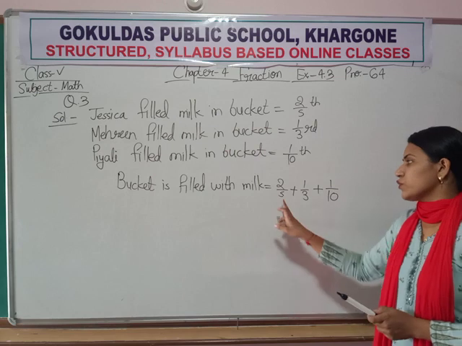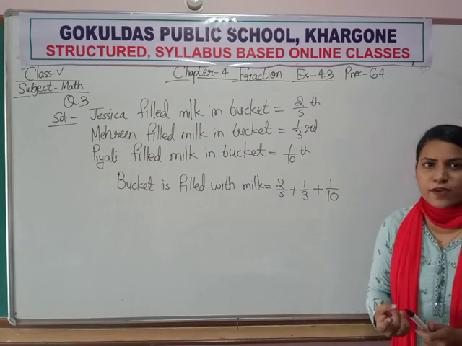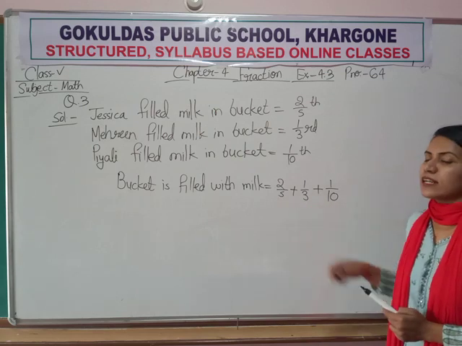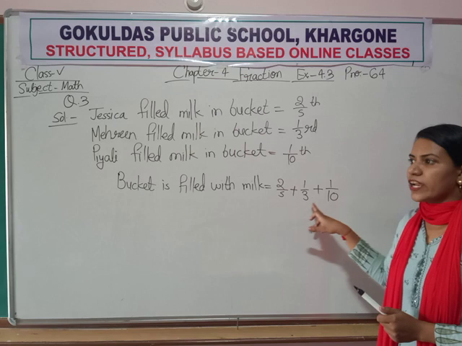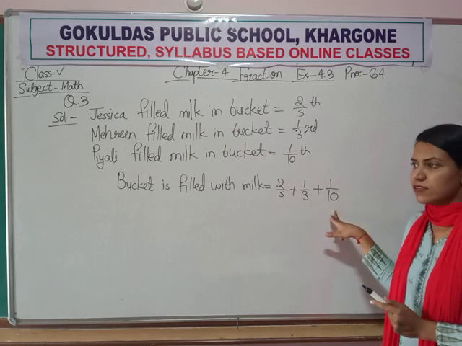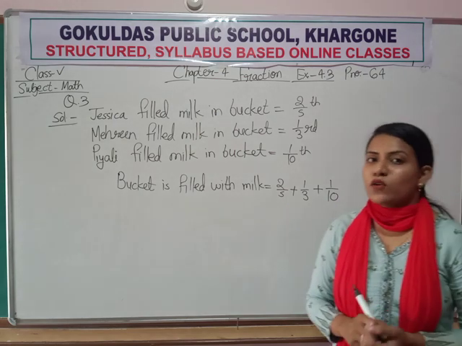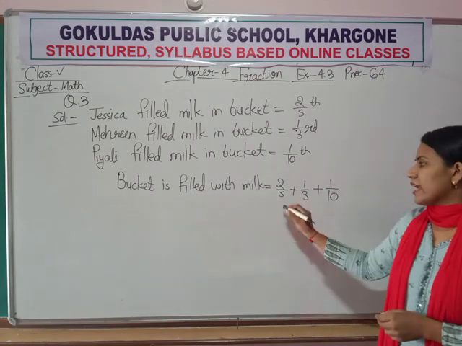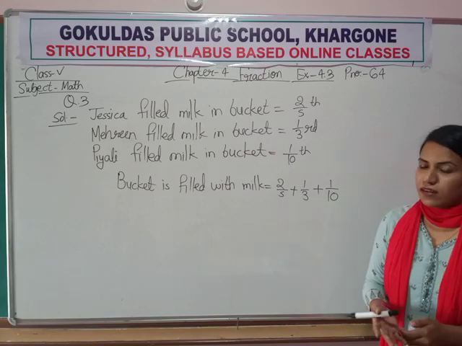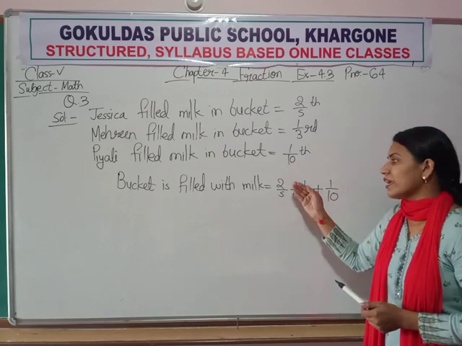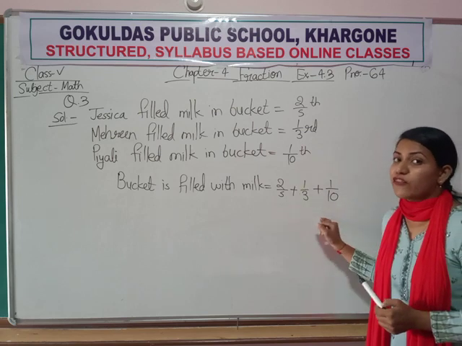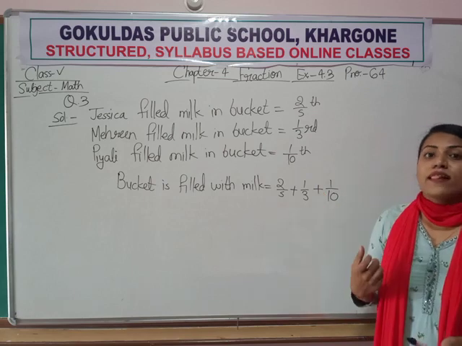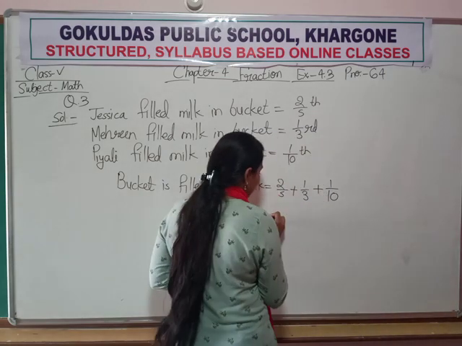First of all, to add the fractions, what is the step? First we check the denominators. Here the denominators are different, which means we want to add unlike fractions. There are different methods to add. As the denominators are different, one method is we can convert these unlike fractions into like fractions. So let us convert them.